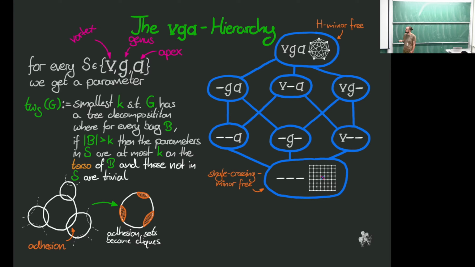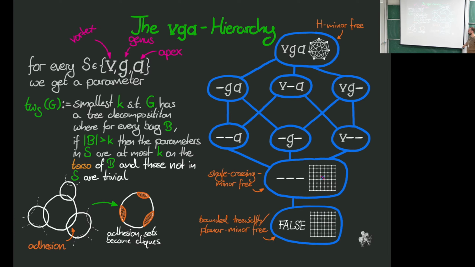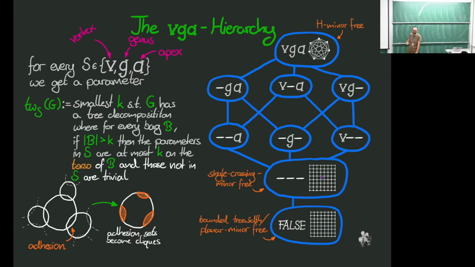There's one famous parameter I left out, which is tree-width. Tree-width is kind of a hack that we apply. The definition says for every bag, if the bag is large, then it has to satisfy a property. I could also just replace this property by a false statement, thereby forcing all bags to be small, and that's exactly tree-width. So if I just write false instead of anything here, I get a parametric equivalence to excluding a large grid, completing this picture of the VGA hierarchy. And this is, I think, the more abstract contribution of our work.